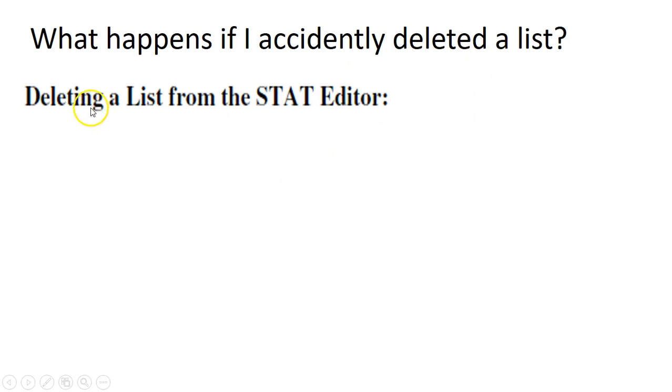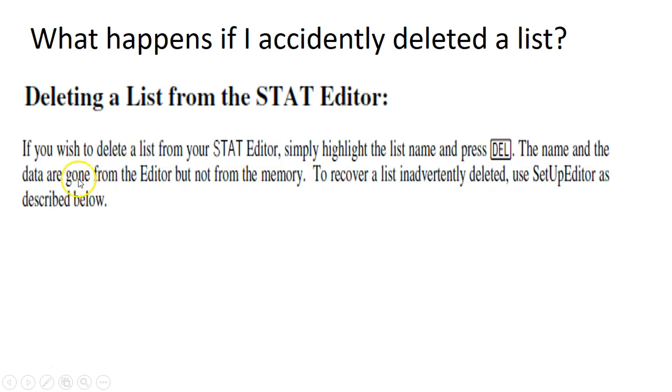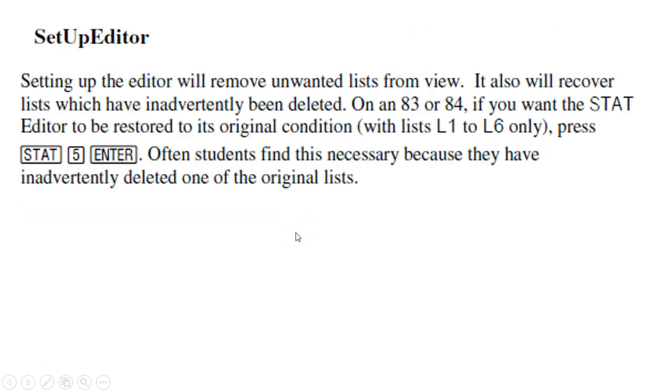All right, so when kids ask me these questions, they know where to go. If you accidentally delete a list, as in you go up to L1 and you accidentally press delete, what do you do? If you wish to delete a list from your stat editor, simply highlight the list name and press delete. I don't recommend doing this at all. But if you do, the name and the data are gone from the editor. To recover a list inadvertently deleted, use Setup Editor as described now.